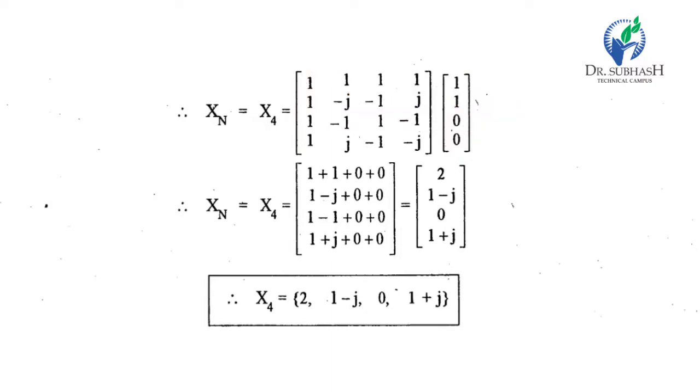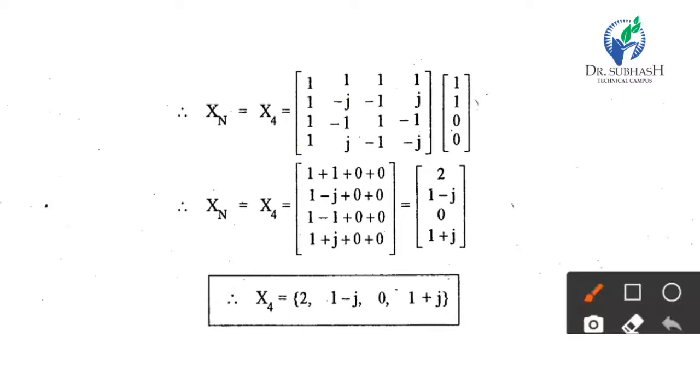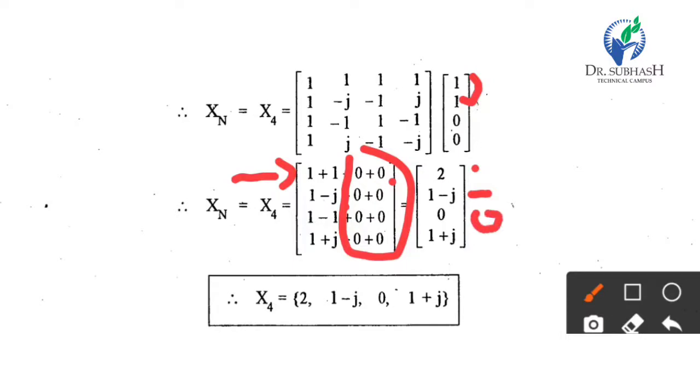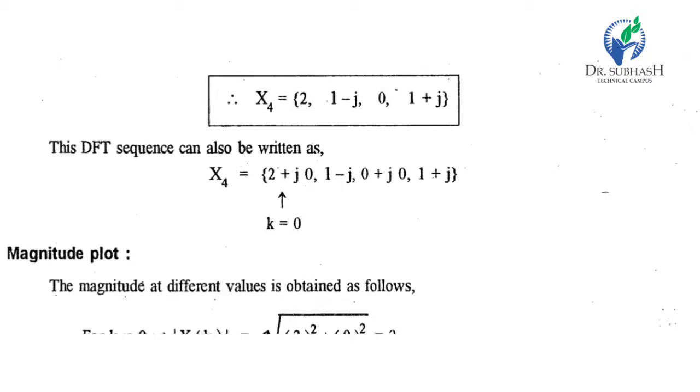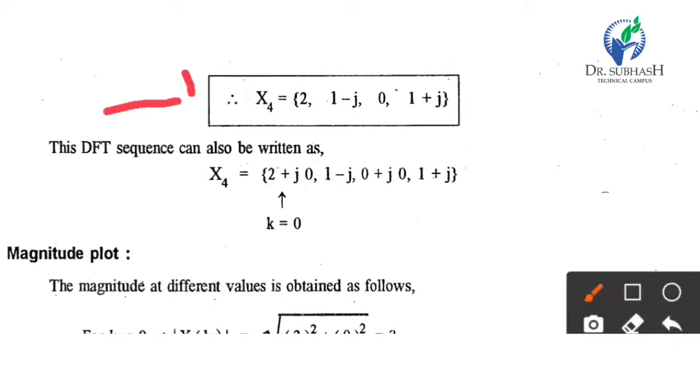So after doing the multiplication, we will get 1 plus 1 plus 0 plus 0 for the first row. Second, 1 minus j plus 0. In the last two, all the multiplications are with 0, so we just have to check the first two. So it is 1 plus 1 equal to 2. 1 minus j, it is 1 minus j. Then 1 minus 1 equal to 0, and 1 plus j. So x of 4 equal to 2, 1 minus j, 0, 1 plus j.